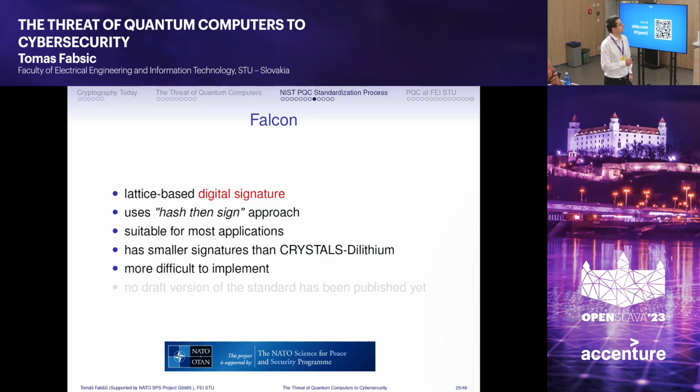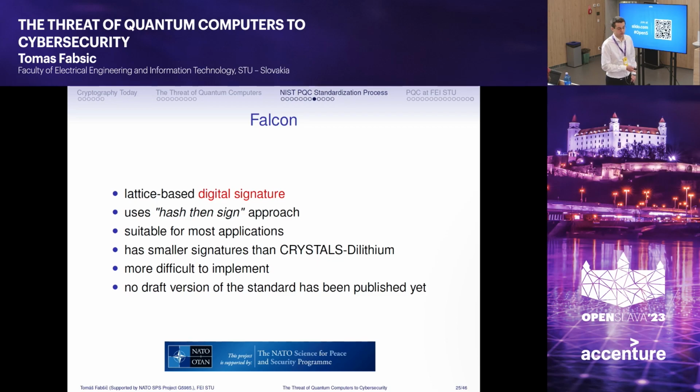So in this metric, it's even better than Crystal Dilithium. But the problem which I find most serious with Falcon is that it's much more difficult to implement than Crystal Dilithium. That stems from the fact that Falcon uses floating point arithmetic, and as a result, no draft version of the standard has been published yet. So it appears to be much more difficult to standardize Falcon.